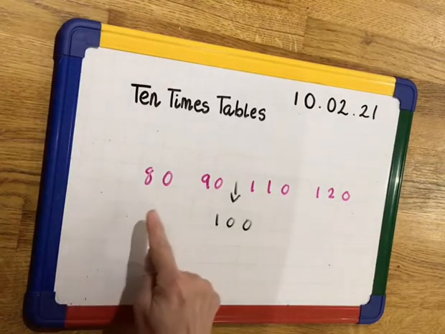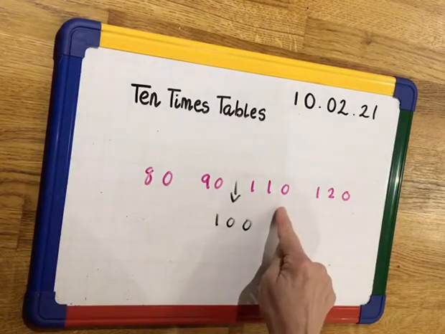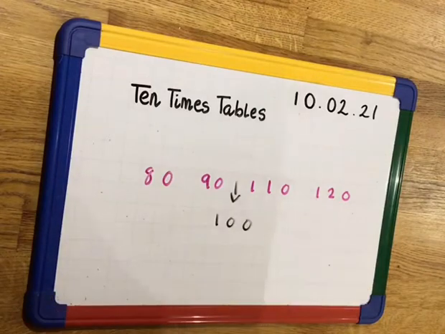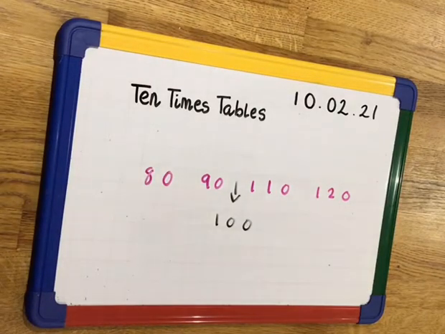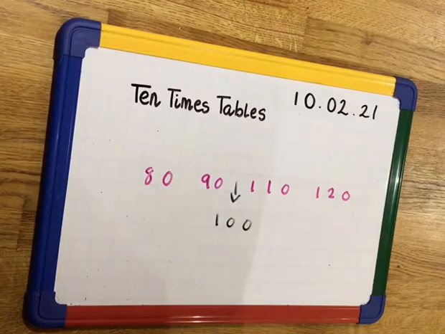So let's try it now. 80, 90, 100, 110, 120. Hopefully you spotted that because I think you are brilliant. Now, children, you've practiced really hard today and you are really good at counting in tens and using your 10 times table.